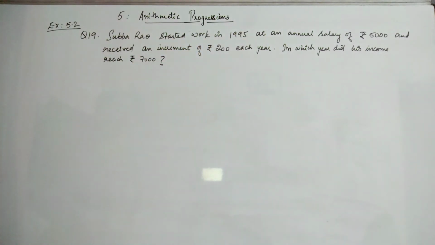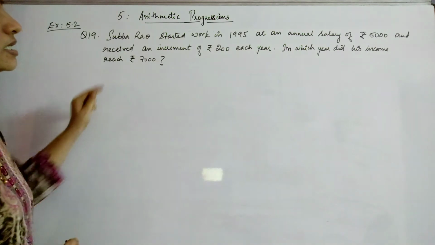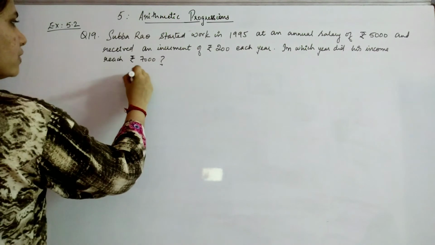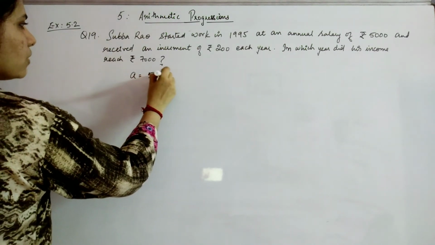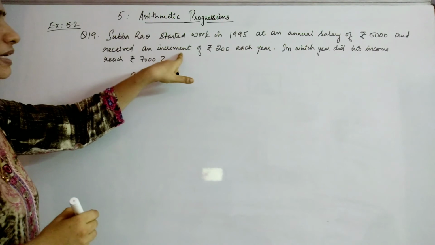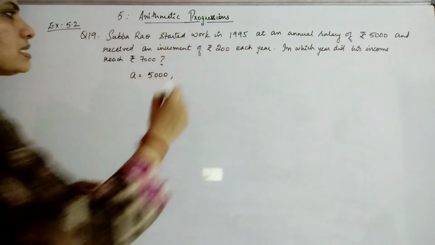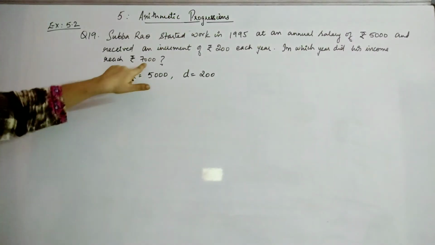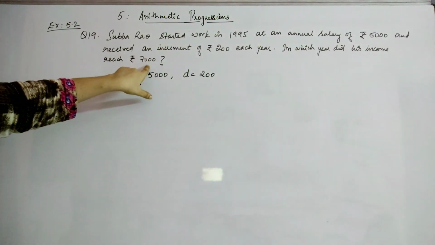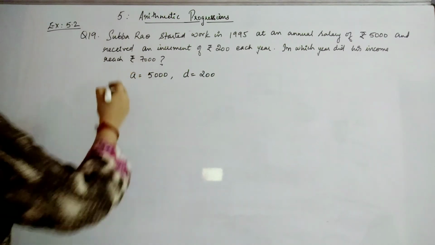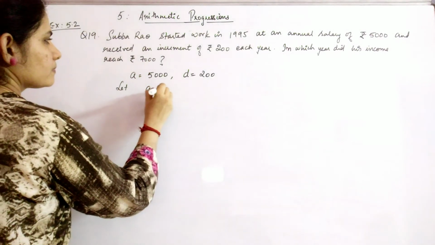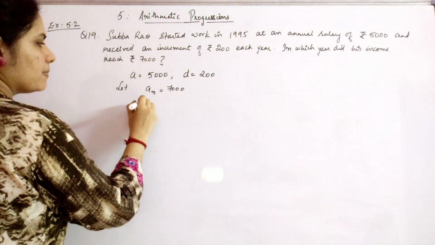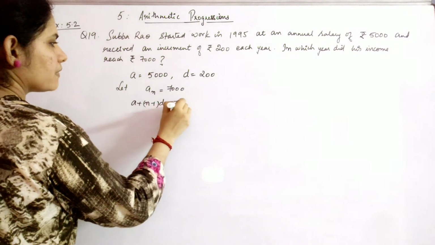Okay. So first we will start with the first term taken as 5,000. So you will have your A to be 5,000. Okay. And he is having an annual increment of 200 rupees. That means you can say that D is 200. Right. Now it should reach 7,000, which means it is acting as the last term. So we can start with, let the nth term be 7,000. Okay. Now what is the nth term? A plus n minus 1 into d, which is 7,000.